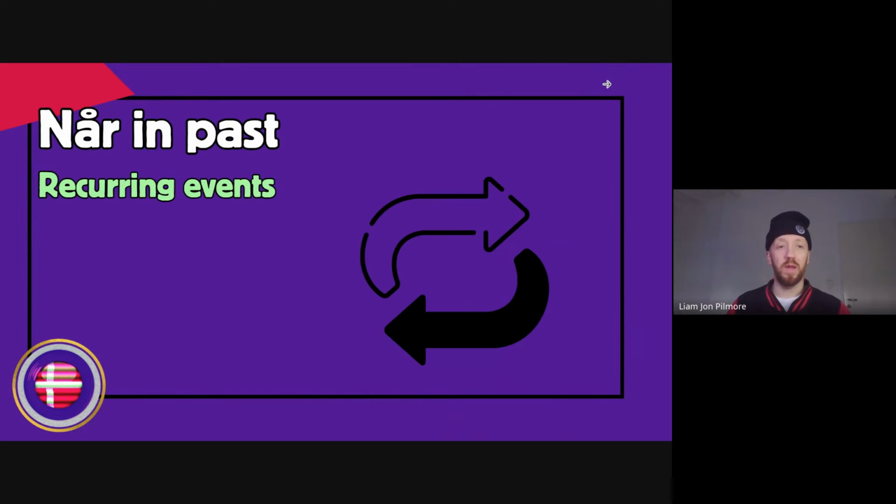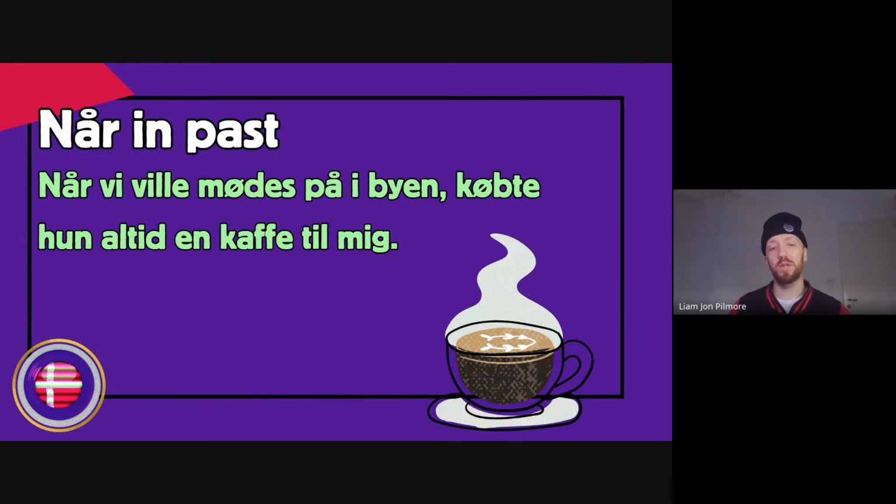And then we have, når can be used in the past, but only with recurring events, something that happened again and again. Here's an example. Når vi ville mødes i byen, købte hun altid en kaffe til mig. There's a mistake in my slide, cross out the word på. I was going to say på café, and then I thought, I'm going to say i byen instead, but then I forgot to delete the word på. Doesn't matter. When we used to meet in the city, she always bought me a coffee.